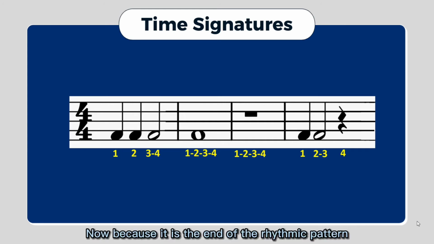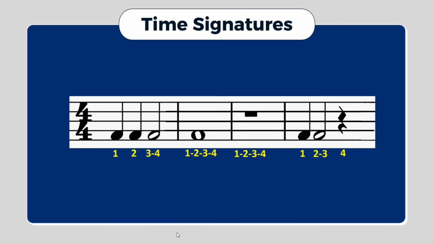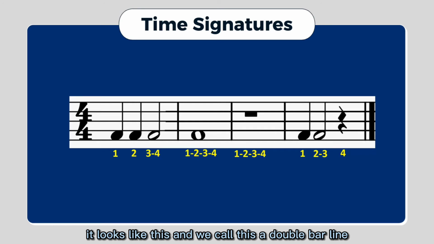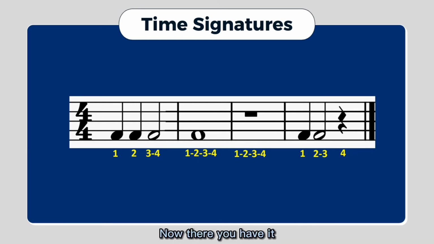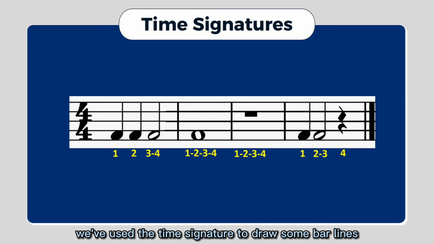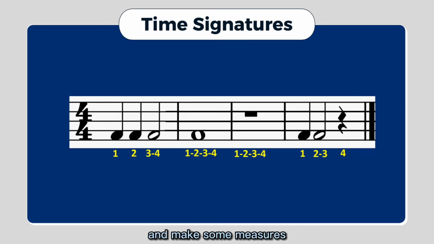Now because it is the end of the rhythmic pattern, we need to use a special bar line to show that we are done. It looks like this, and we call this a double bar line. Now there you have it. We've used the time signature to draw some bar lines and make some measures. Good job!